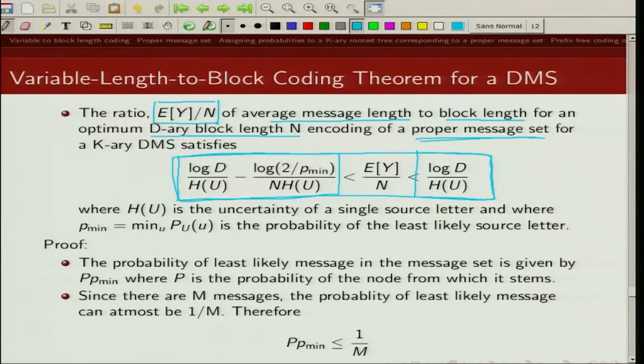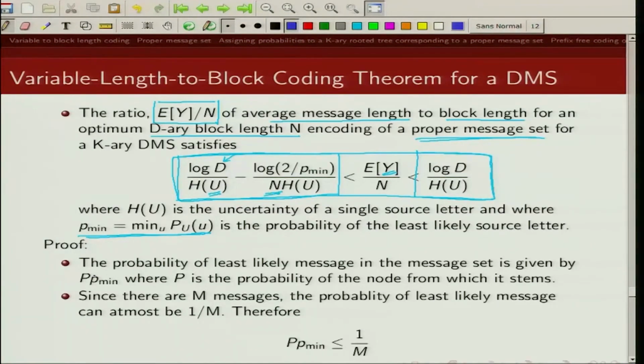where D is the alphabet size of the output code word, U is basically my source letter emitted by the discrete memoryless source, P min is the minimum probability, the probability of the least likely source letter. N is my output code word length. Y is the length of the parsed sequence. So expected Y is the average input length. Okay, so let us prove this result.